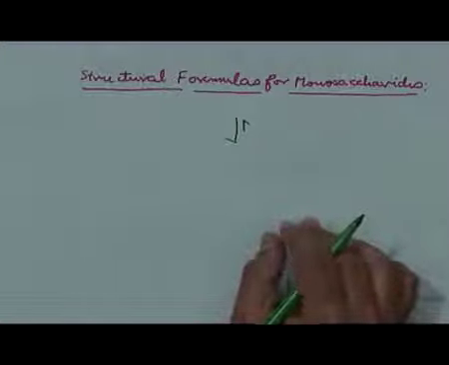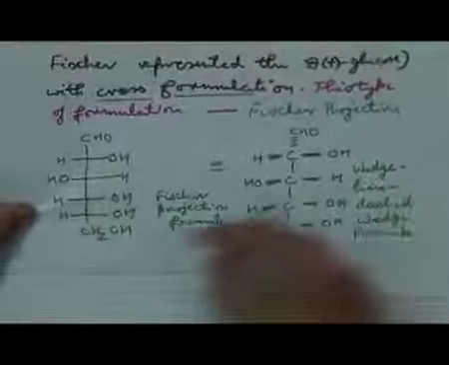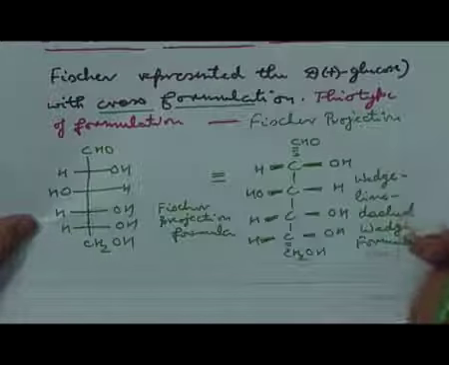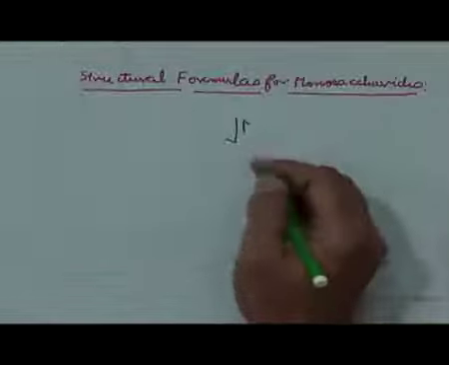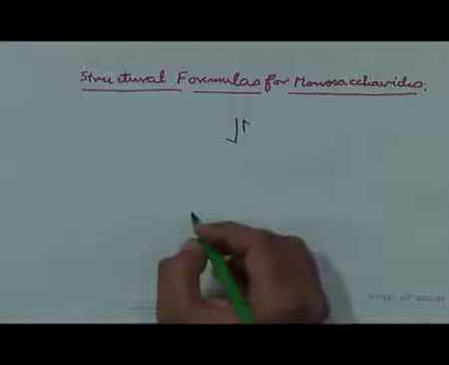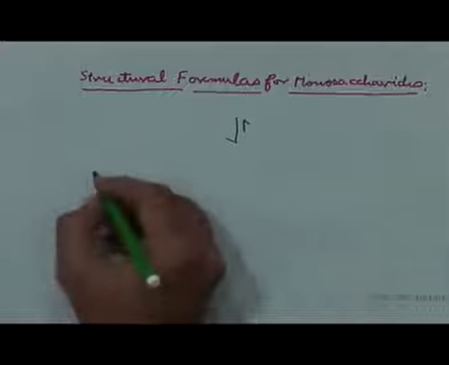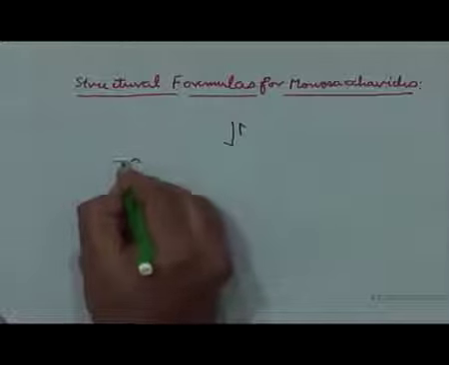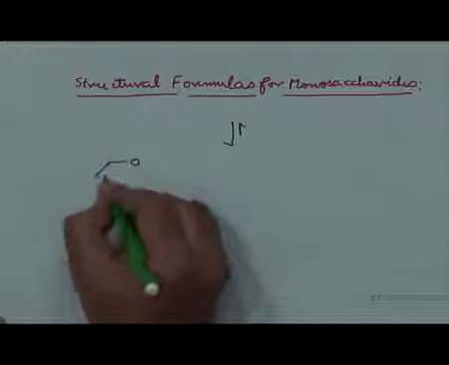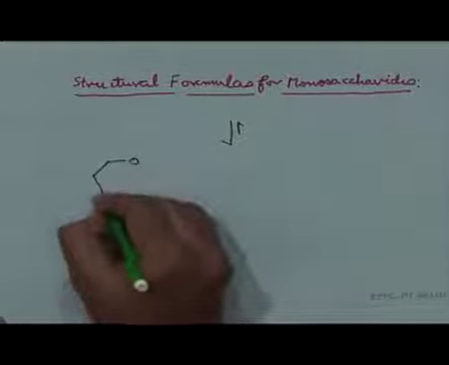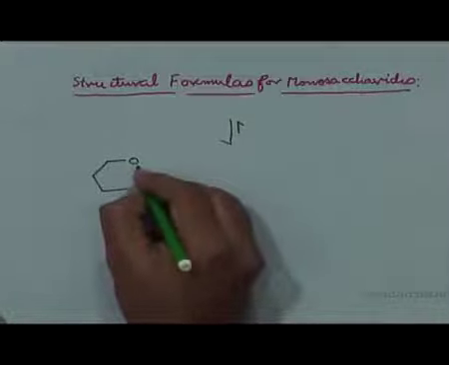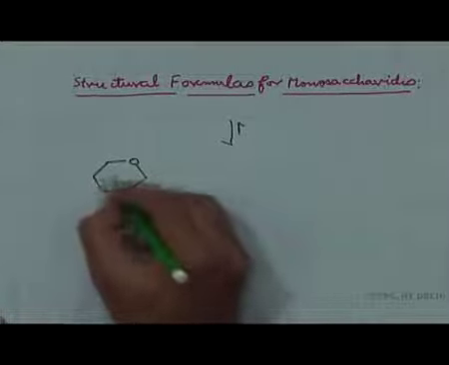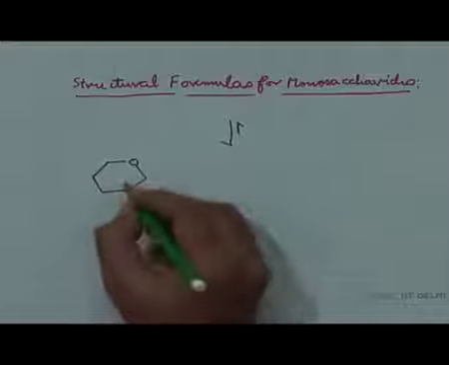So, I will show you, this is the Fischer projection formula, which is cross formulation, and there we also learned about the wedge and dashed wedge formula. Now, I am talking about the cyclic formula, which has a 6-membered ring, and that 6-membered ring has oxygen as a heteroatom and the other 5 members of the 6-membered ring are carbon.